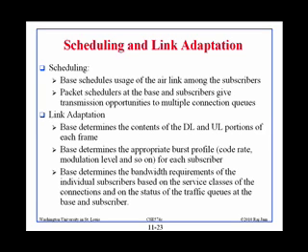Link adaptation means we decide the parameters for each station's link. And a link is basically the connection between the base station and the subscriber station. So the base station determines the content of the DL and the UL portion of each frame, and it determines the appropriate burst profile. It decides what the code rate and the modulation level are for each subscriber. It also determines the bandwidth requirement for each individual subscriber based upon the service classes and so forth. Okay? Any question on this?